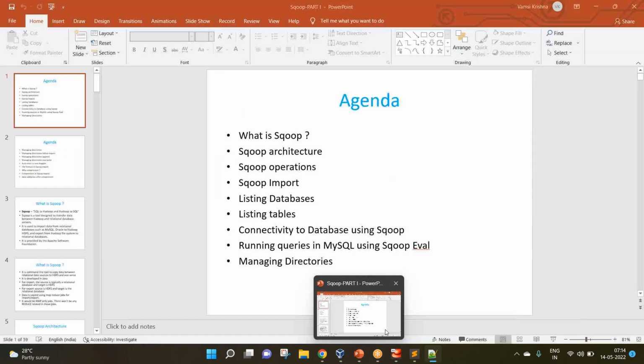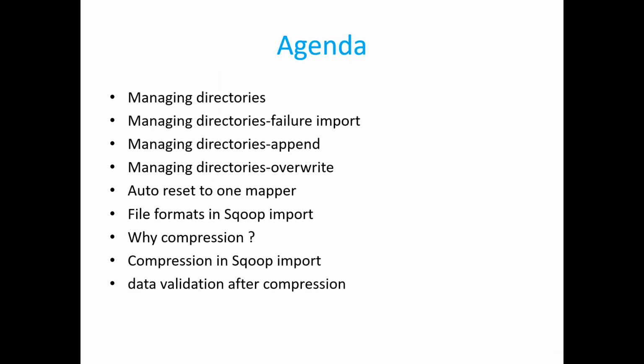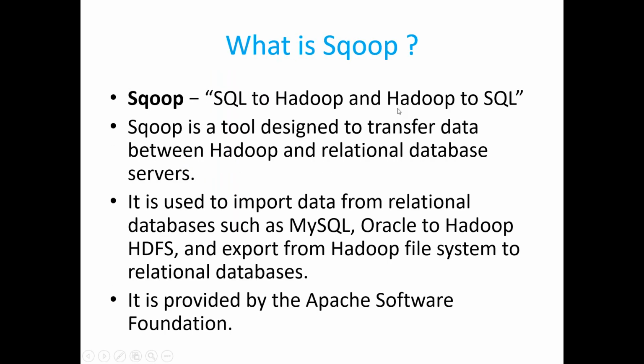So let's get into the more details. So what is Sqoop? As I told, it is a simple data transfer tool which can transfer the data from SQL to Hadoop and Hadoop to SQL. It's a tool designed to transfer the data between Hadoop and relational databases. When I say relational databases, it can be either MySQL or Oracle to Hadoop HDFS. And also the reverse operation: it can transfer the data from HDFS or Hive to the relational databases.